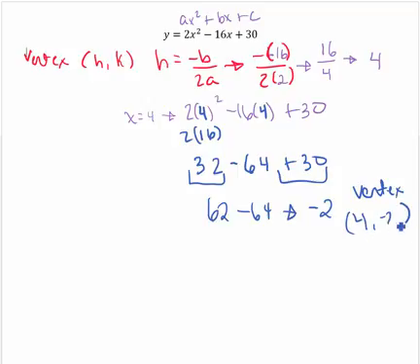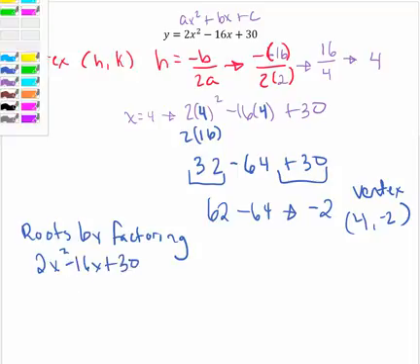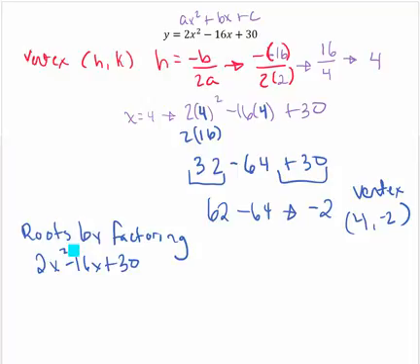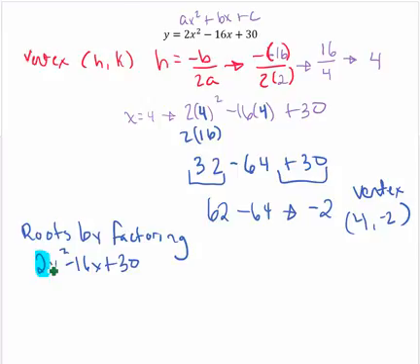4 and negative 2. Okay, so now let's find our roots. We're going to find our roots by factoring. So we take 2x squared minus 16x plus 30, and we identify that our leading coefficient is not 1, so we're going to have to factor out a 2. That's the lowest term, so we're going to divide everything by 2.